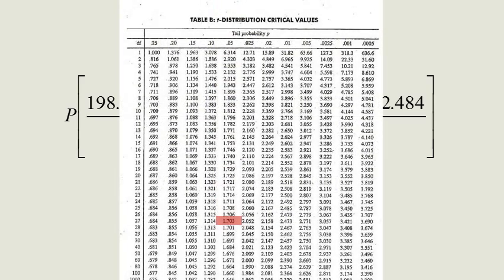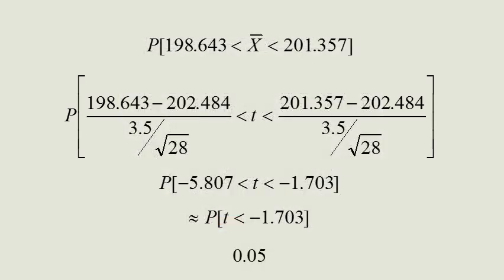And by a stunning coincidence, negative 1.703 shows up exactly in the t-table. So the area in the left tail is 0.05. So that is the probability of type 2 error.